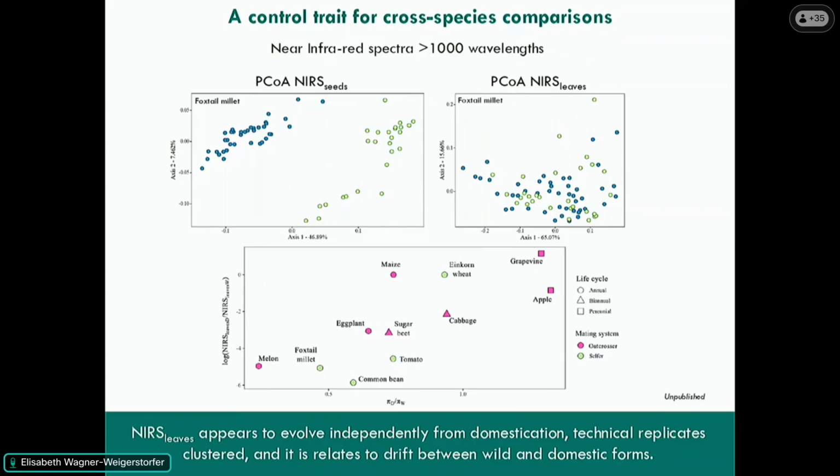So we verified that it had a biological signal. For instance, we performed many technical replicates and verified that the technical replicates clustered together. And then we related the log ratio of NIRS measured on leaves in the domestic form over the wild form to our estimate of the genomic diversity in the domestic over the wild forms. And you see that there is a correlation, meaning that this tells you something about drift. Okay, so that's exactly what we wanted. So we use this as a control trait.